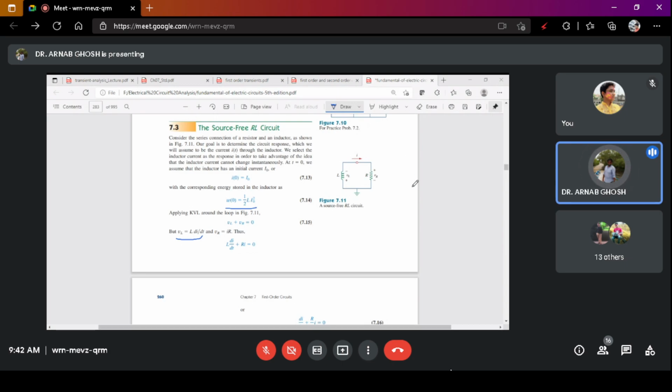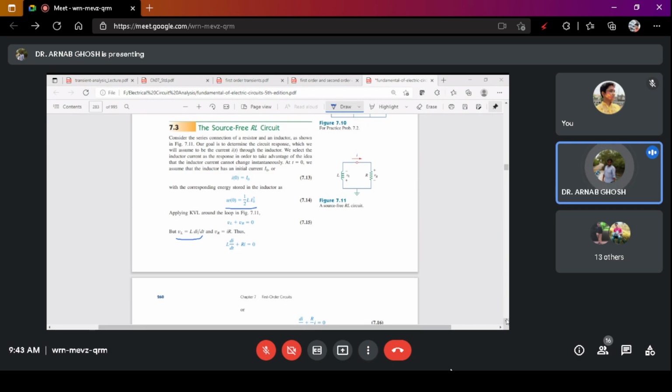What does the KVL law state? The summation of the voltages inside a loop is equal to 0. So the voltage across the inductor plus the voltage across the resistor will be equal to 0. That is VL plus VR equals 0. VL is L multiplied by di by dt, plus Ri, and this is equal to 0.